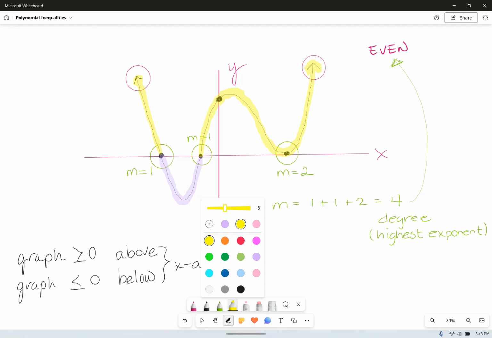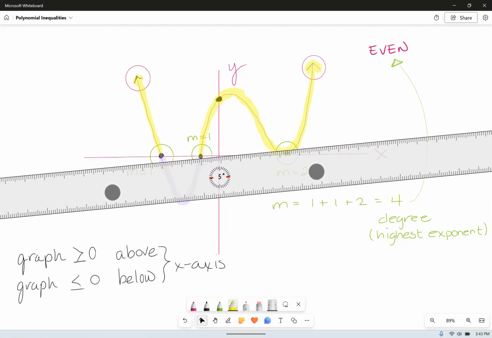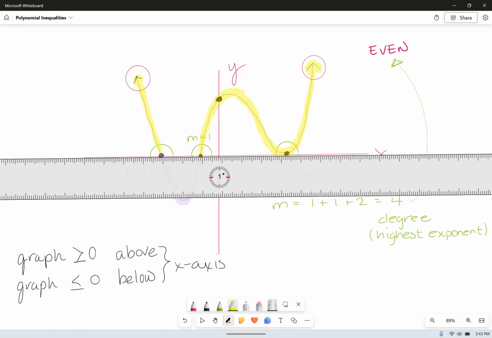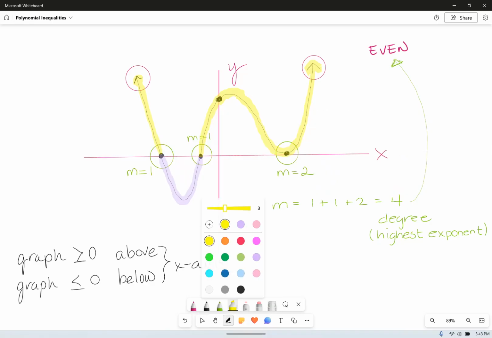Okay? So notice that your frame of reference is this x-axis here. Above the ruler, let me get this straightened out here at the 0. So above this x-axis is yellow, below my ruler is purple. So again, yellow is above. That would be greater than or equal to 0. And purple was less than or equal to 0, or less than, that's below. So you are going to identify the regions for me, and I'm going to show you how to do that.